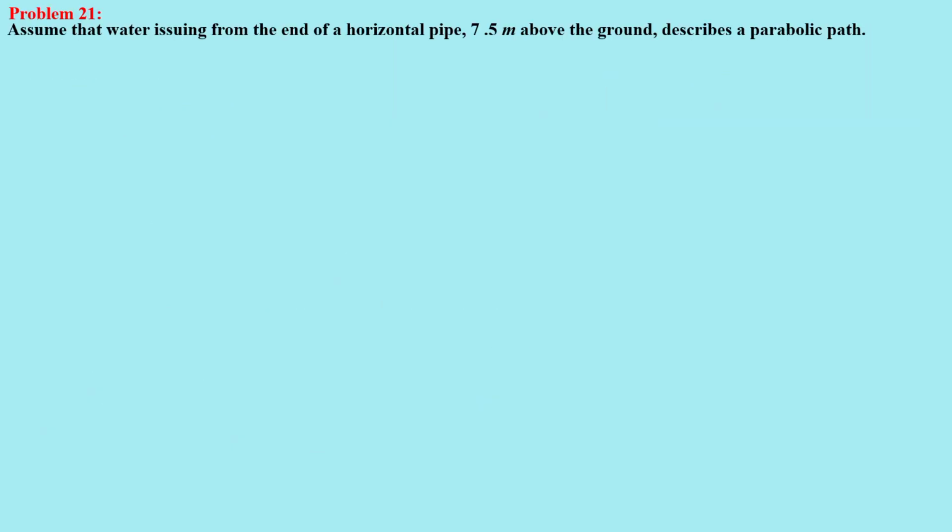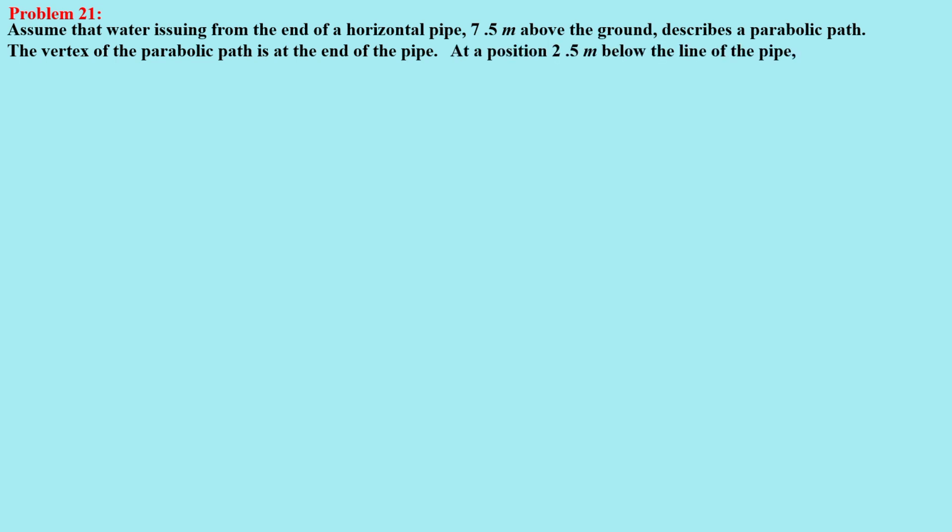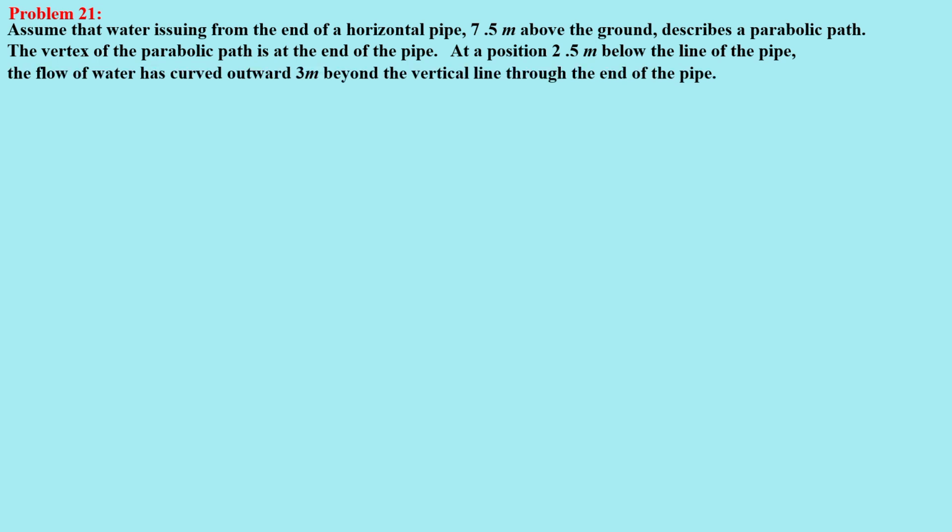Assume that the water issuing from the end of the horizontal pipe, 7.5 meter above the ground, describes a parabolic path. The vertex of the parabolic path is at the end of the pipe. At a position 2.5 meter below the line of the pipe, the flow of water has curved outwards 3 meter beyond the vertical line through the end of the pipe. How far beyond this vertical line will the water strike the ground?